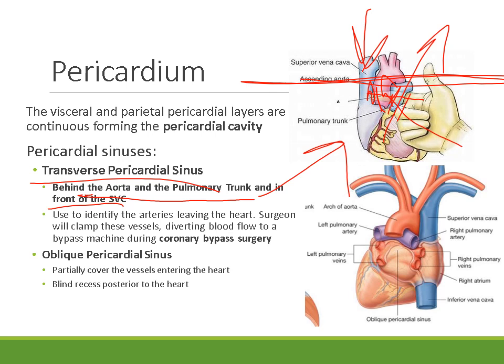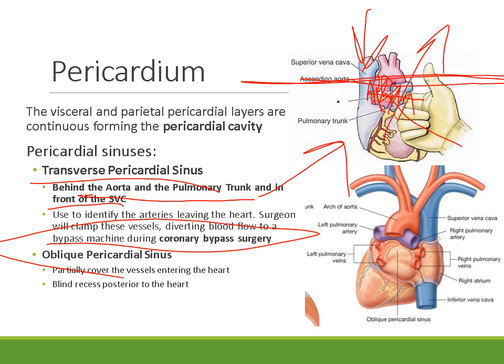are entering the heart. This allows us to clamp these two vessels that are leaving the heart so that we can then divert blood flow to a bypass machine when we're doing coronary bypass surgery. So if we're doing surgery on the heart and we need to divert the blood flow, we have an external machine that's working for the heart. We can clamp at that point right there so that we're diverting blood flow to the machine instead of to the heart.